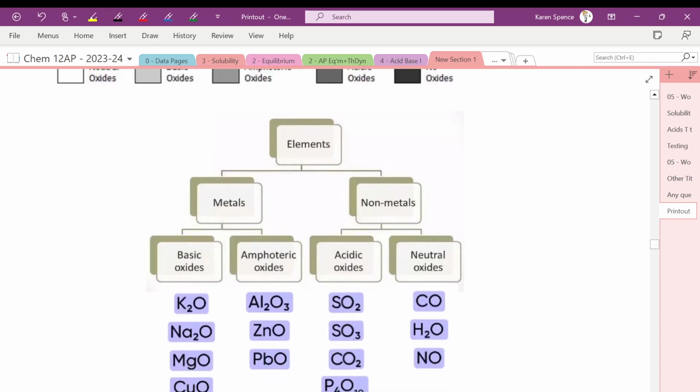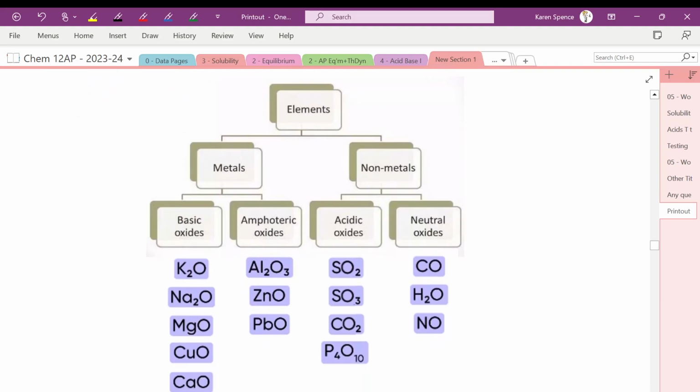And then finally, here's some examples of basic oxides, amphoteric oxides, acidic oxides, and then finally, you remember we talked about neutral oxides? These do not react with water.